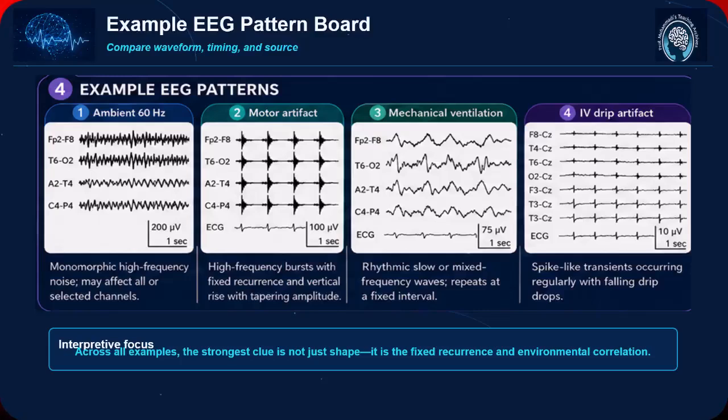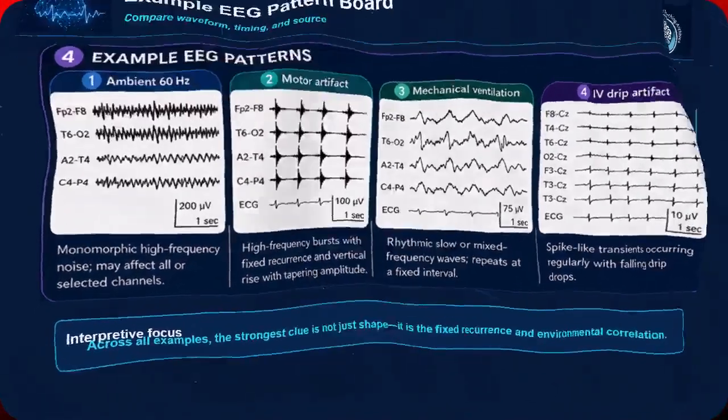In each example, the most important question is not simply, what does the shape look like? The better question is, does the timing, distribution, and recurrence fit the brain, or does it fit a device in the environment?